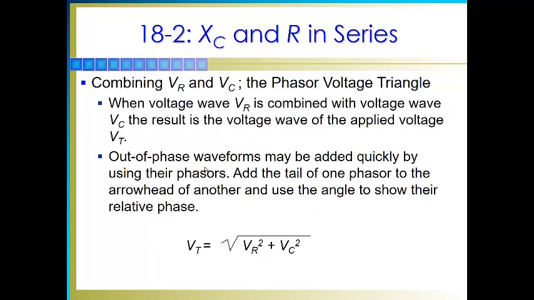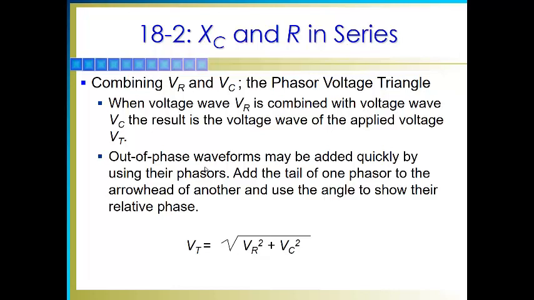And so when we combine voltage on the resistors and voltage on the capacitors, we can use the phasor triangle to calculate the total voltage. So when a voltage wave VR is combined with the voltage wave VC, the result is the voltage wave of the applied voltage VT. So out of phase waveforms may be added quickly by using their phasors.